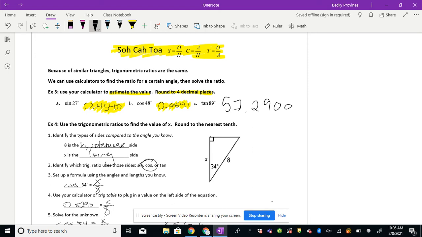57.2900. Just double check that in our calculators once more. Yep, 57.2900.